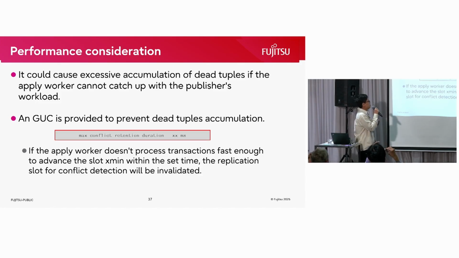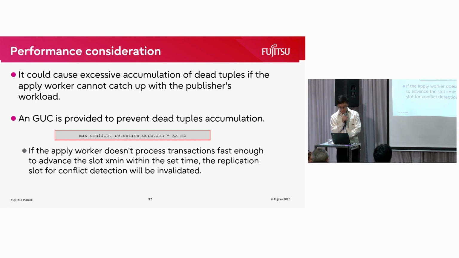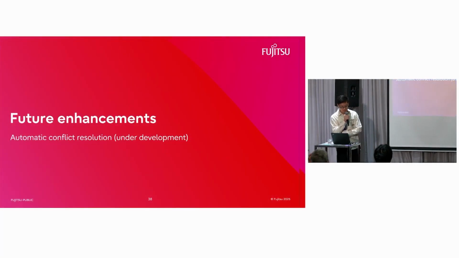So to avoid this risk, we also provide a GUC to allow the dead tuples to be removed. So if the apply worker does not process transactions fast enough to advance the slot xmin within the configured time, the replication slot will be invalidated to allow the dead tuples to be removed. Okay, so that's all for the new conflict update_deleted.